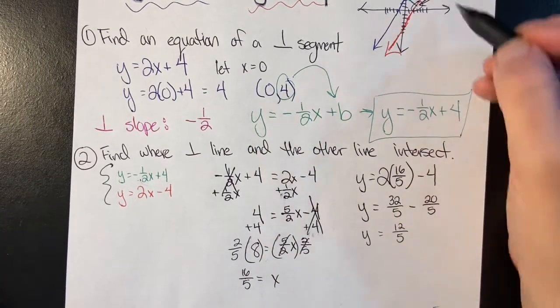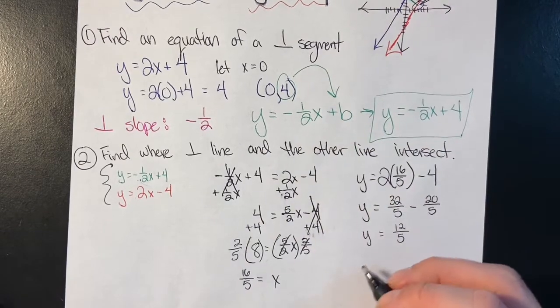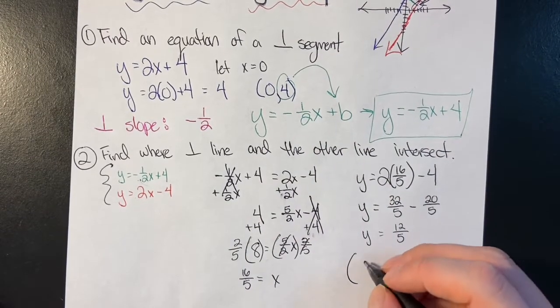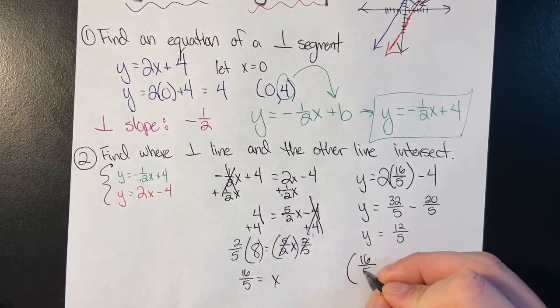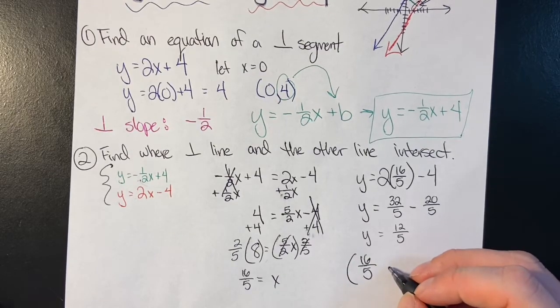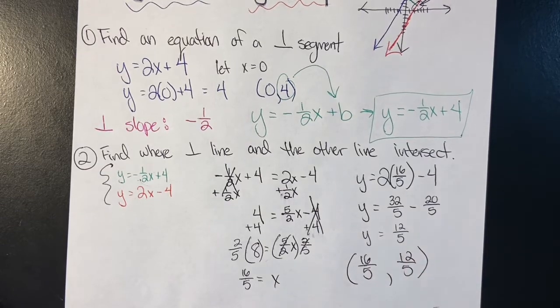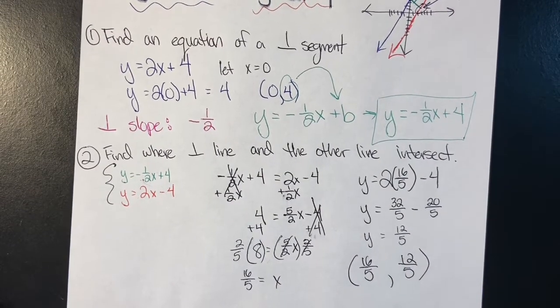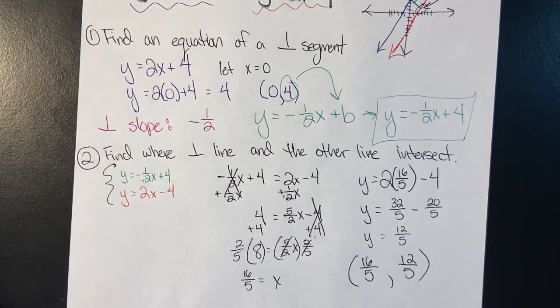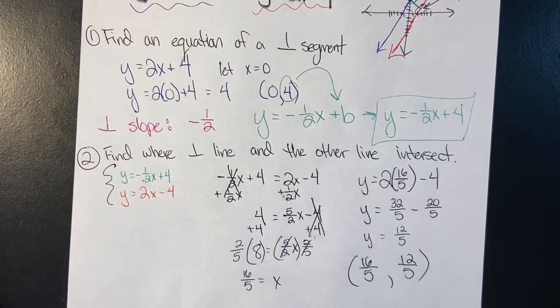So the point that I get here is the awful point 16/5, 12/5. For those of you decimal heads, that's, what is that, 3.2 and 2.2. Just kidding. 3.2 and 2.4. Sorry, decimal heads. All right, that's step 2.